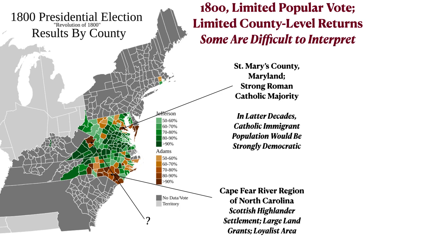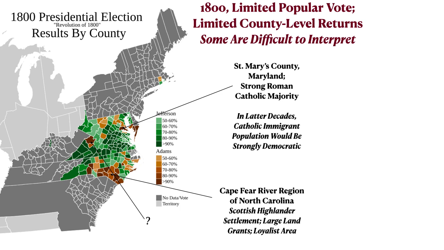In this election, only a few states had popular vote. Rhode Island, Maryland, Virginia, and North Carolina were the only ones. All the rest used their state legislature. But we have returns. Most of the patterns are kind of easy to interpret.